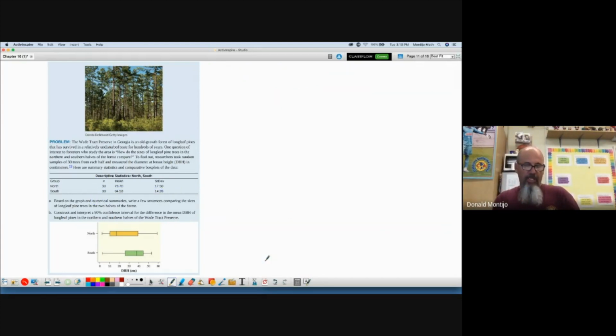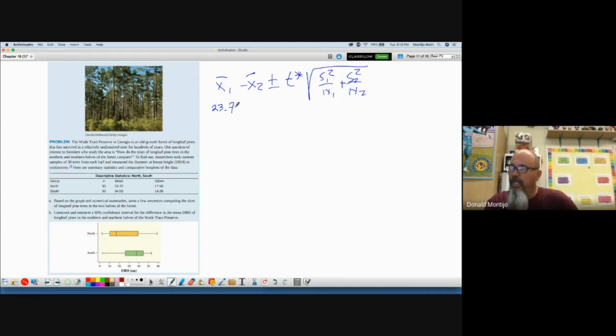So let's construct this interval. It's going to be, remember, x bar 1 minus x bar 2 plus or minus t star times the square root of s sub 1 squared over n sub 1 plus s sub 2 squared over n sub 2. Let's start getting the data. X bar 1, 23.7 minus x bar 2, 34.53 plus or minus t star.